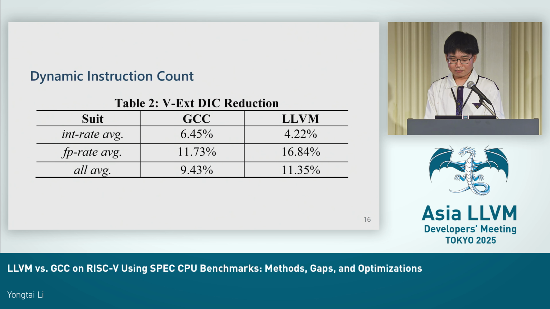Now let's see the impact of the V extension. For both GCC and LLVM, enabling the V extension achieves greater instruction count reduction in floating-point rate benchmarks. And LLVM has larger average reductions in instruction count.